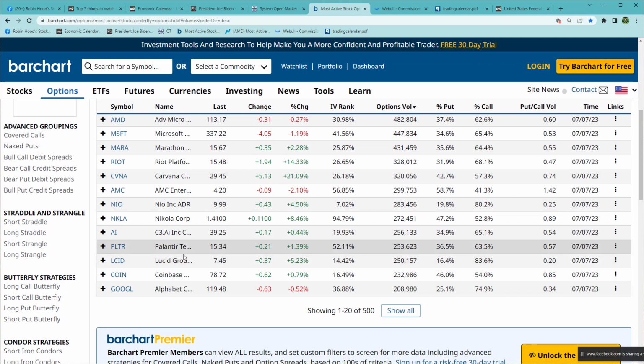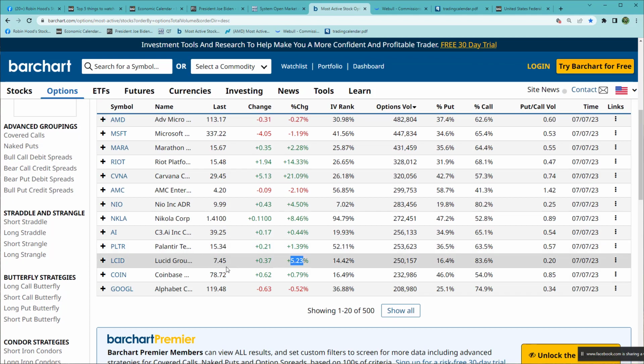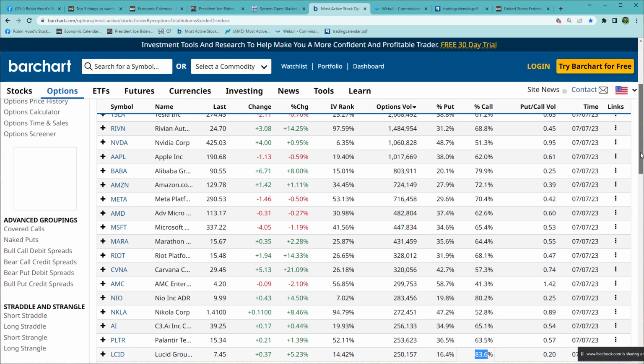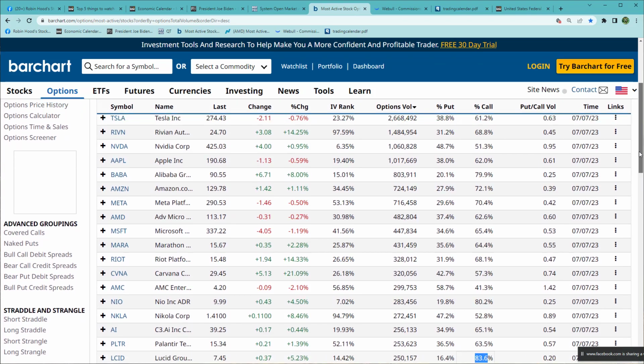Even here, we have Lucid, which was up only 5% Friday, and it closed at $7.45. But Lucid almost closed at an 84% call ratio. This is almost unheard of. Normally, we see about a 60-40 ratio, maybe 50-50. But as we're really going gung-ho in the bull market, we're going to see a much higher call ratio because the majority of the time the mornings are going to open in the green. And so investors know that, and that's why now we're seeing a higher call ratio than we did last quarter and the quarter before that and before that.